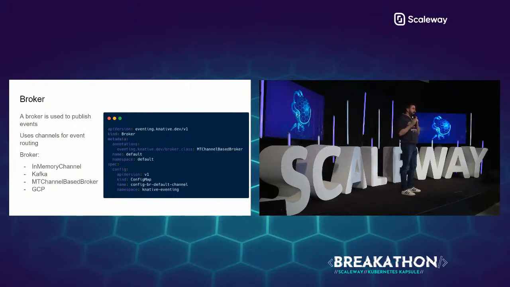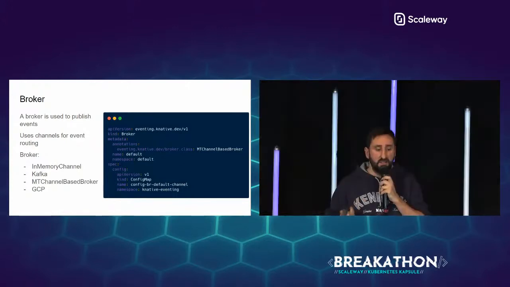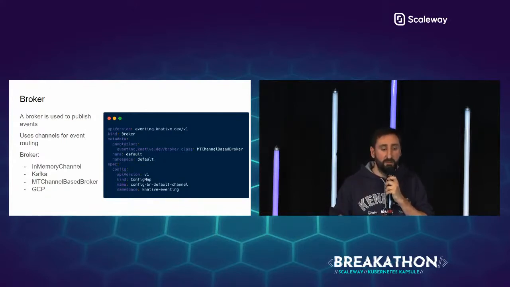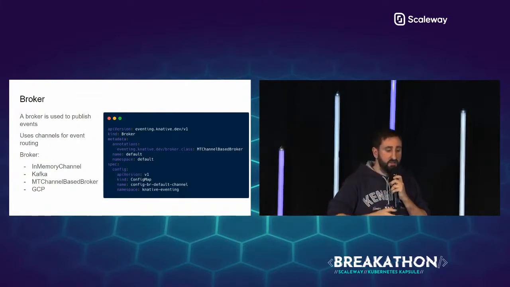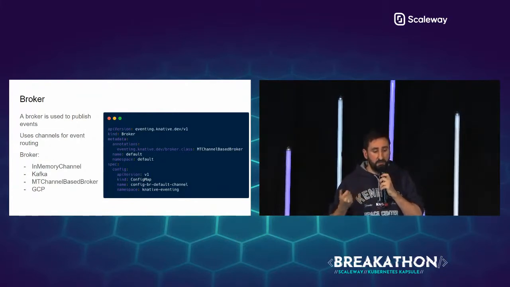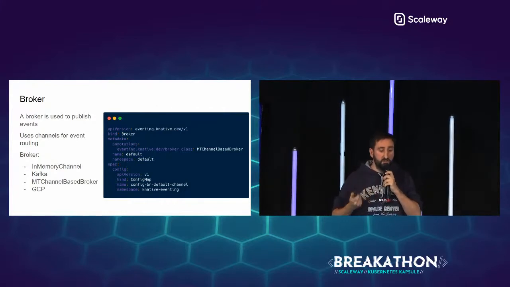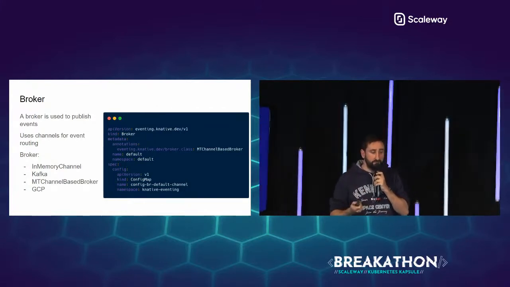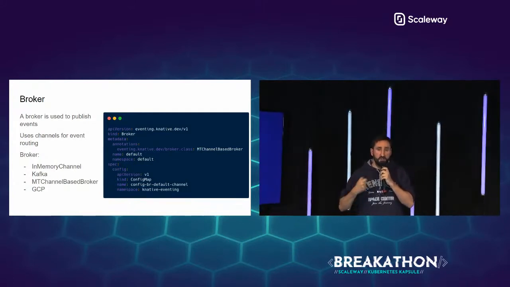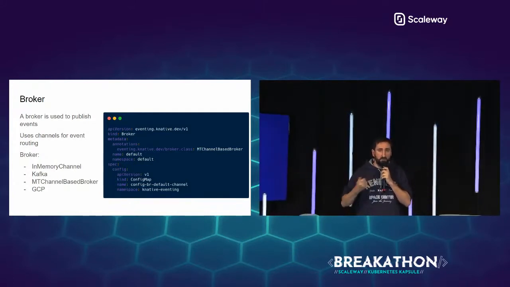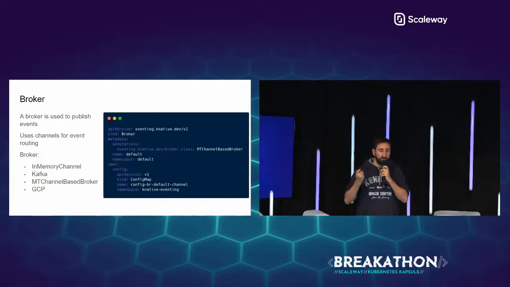A broker is used to publish events. It's like a channel, but it's easier to maintain if you have multiple subscribers. You have 4 different brokers: the in-memory channel, the Kafka broker, the channel-based broker, and of course GCP. And this broker under the hood uses channels for event routing.